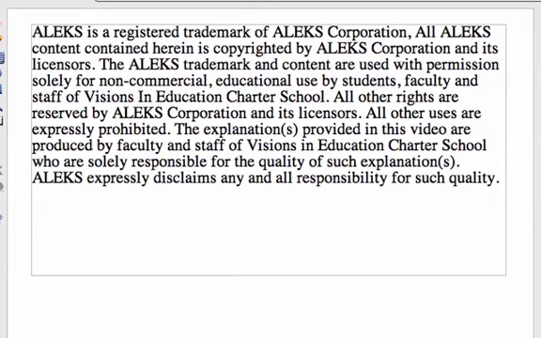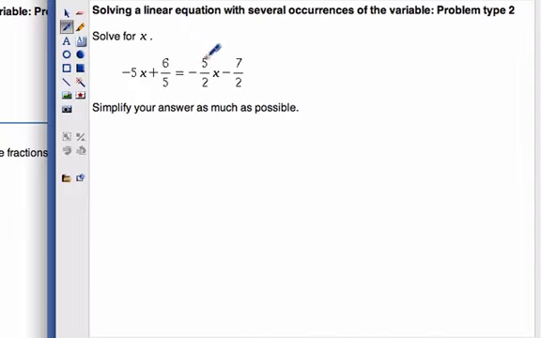Here's one more example of solving a linear equation with several occurrences of variables, problem type 2. Okay, so let's go through this one a little quicker. So remember, it's an equation with fractions, so I want to multiply by the common denominator. So I'm going to look at the 2 and the 5.